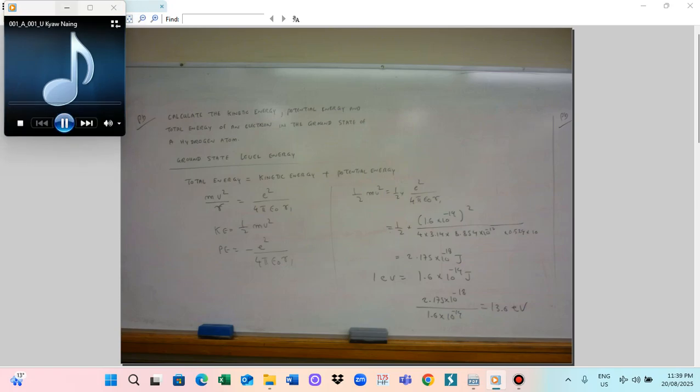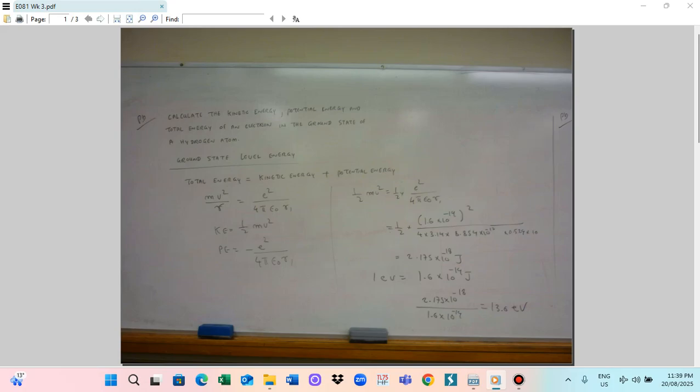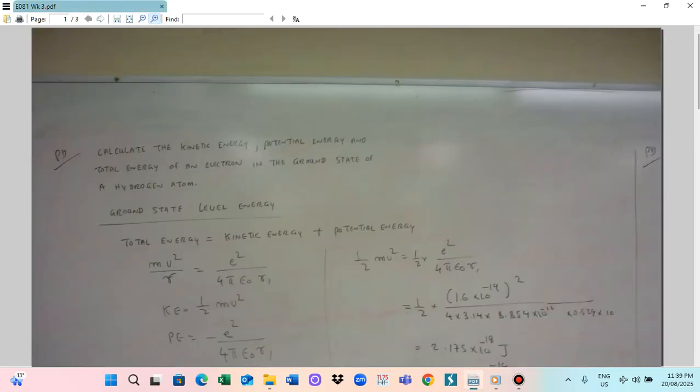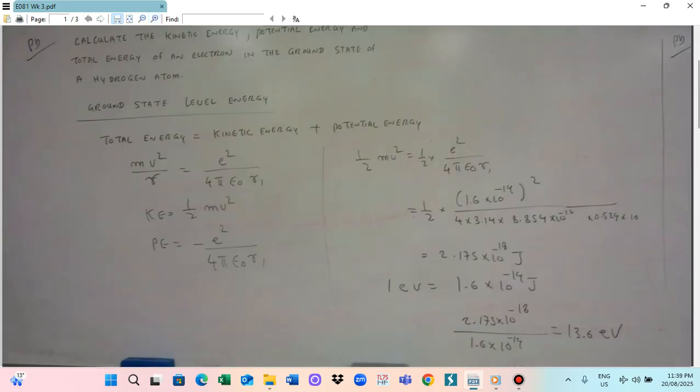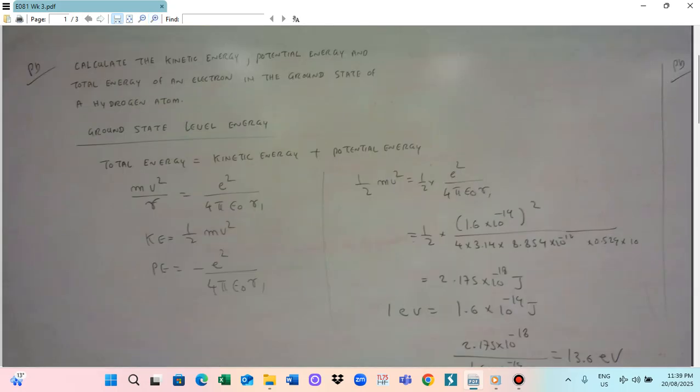So we need to calculate this problem: calculate the kinetic energy, potential energy, and the total energy of the electron in the ground state of a hydrogen atom. So for the ground state, we have to use the formula. This is the ground state level energy.